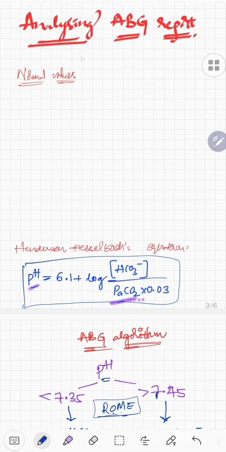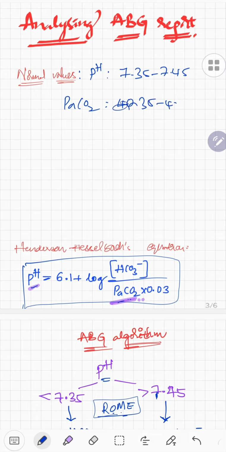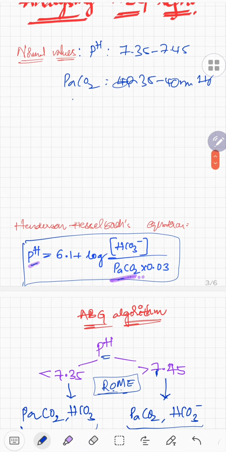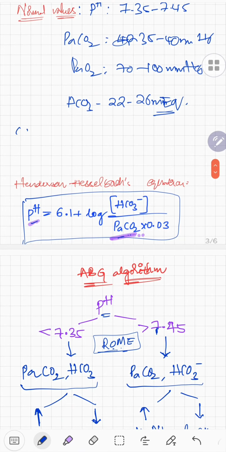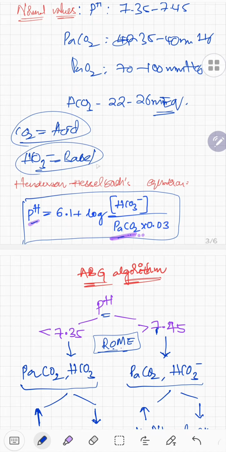How to analyze? To analyze, we have to know the normal values first of all. pH is 7.35 to 7.45. PaCO2 is 35 to 40 millimeters of mercury. PaO2 is 70 to 100 millimeters of mercury, and bicarbonate value is 22 to 26 milliequivalents. Some things to be remembered: CO2 is equal to acid, bicarb is equal to base, B for B. Remember, base is also called alkali.